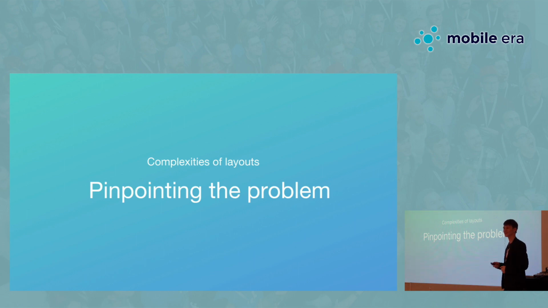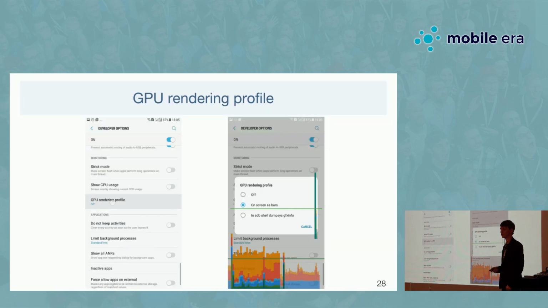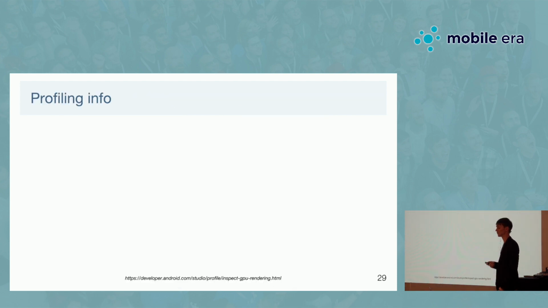So first of all, we want to understand if we have a problem at all. Because if we don't have a problem, why spend time solving it? And to be able to do this, we can use a tool called GPU rendering profile. You can turn it on in developer options, and you will have some bars and lines on your screen. The horizontal green bar shows you the 16 millisecond threshold. If all of your frames are rendered faster than 16 milliseconds, they will all be shown below it on these graphs, and it is good. And if you are going above the 16 millisecond threshold, probably you should pay attention to it.